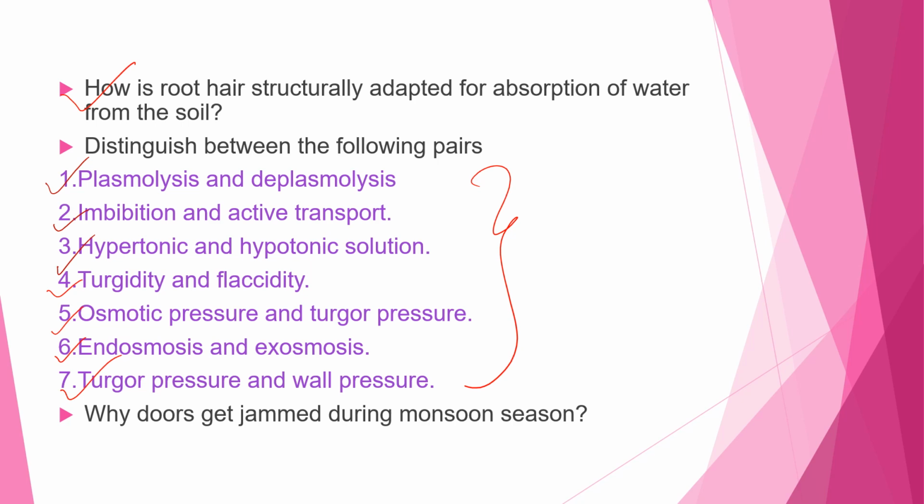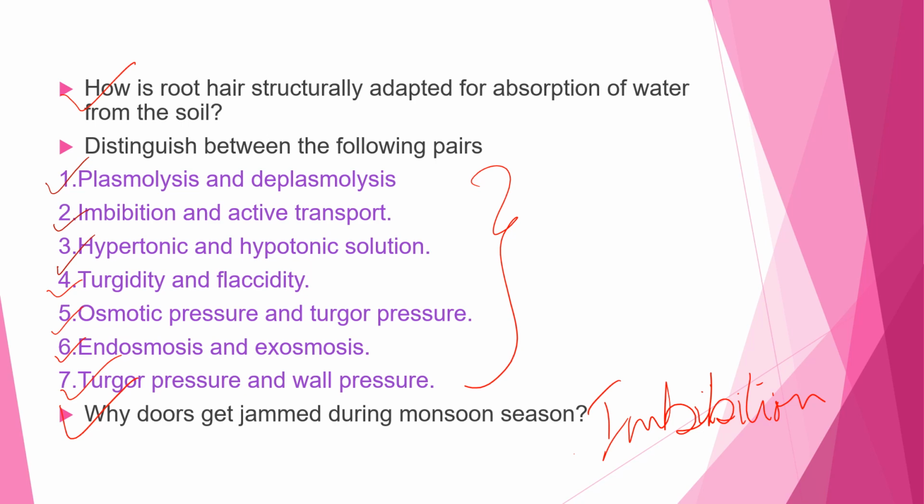Now, next one is why do the doors get jammed during monsoon season? I think you all know why. Because of a process called imbibition. Imbibition is the process which leads to the swelling of the tissues, and in the rainy season due to this the doors get jammed.